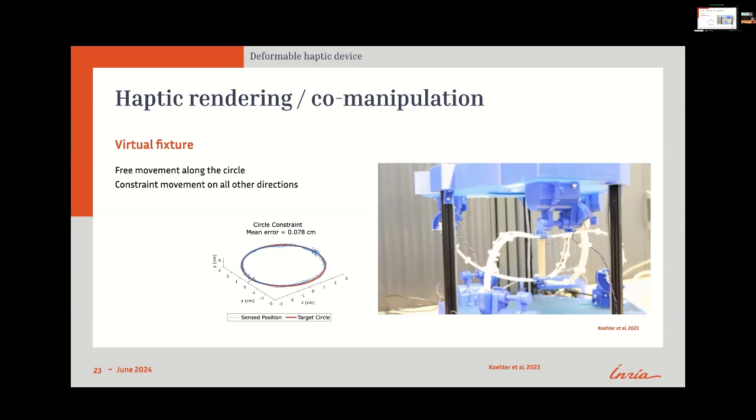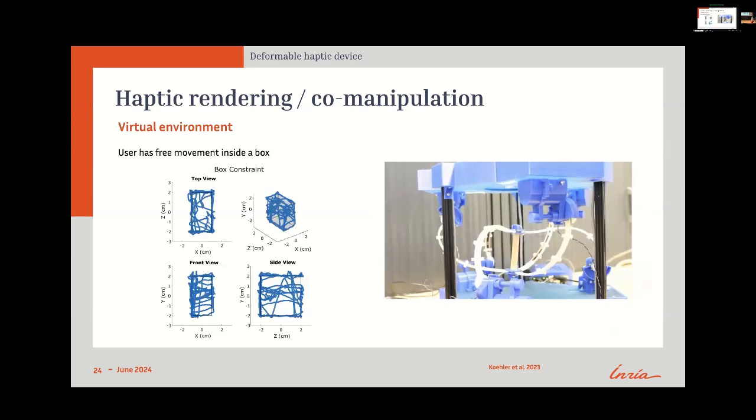So basically, you see on the graph the user position in blue, and in red you see the desired circle, like the virtual environment. So of course, it's a simple virtual environment, but still we show that we are able to follow this trajectory.